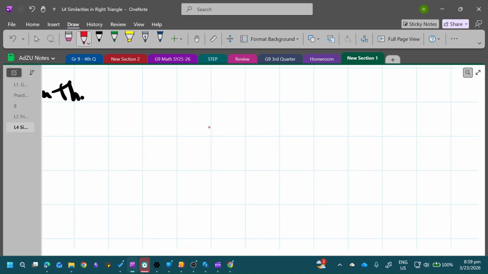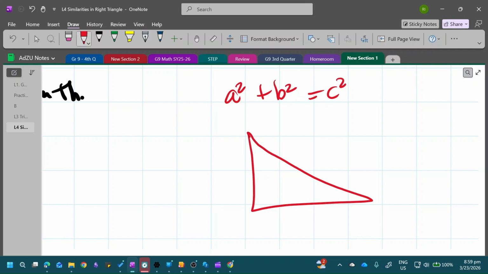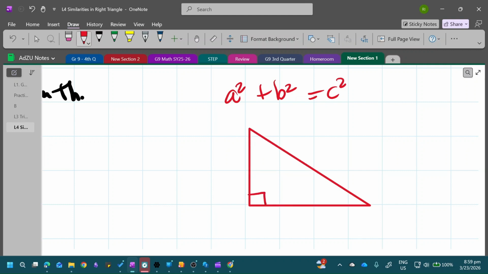When we say Pythagorean theorem, we are always reminded of this formula, which is a squared plus b squared equals c squared, right? So a, b, and c are the sides of a right triangle. The Pythagorean theorem is only applied to a right triangle, not on other kinds of triangle. So, what is the meaning of a right triangle? We say that a triangle is right if one angle measures 90 degrees.